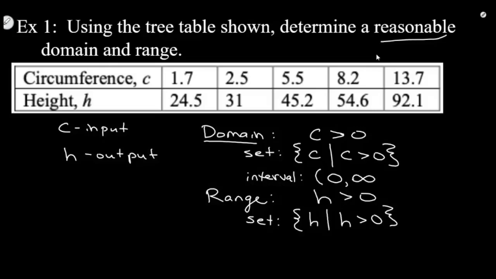Now, here's maybe a little bit of a trick question. Is infinity a number? No, it's a concept of increasing forever and ever and ever. So could this non-number ever be included in our interval? No. So infinities always get parentheses because it's not a number that can be included.